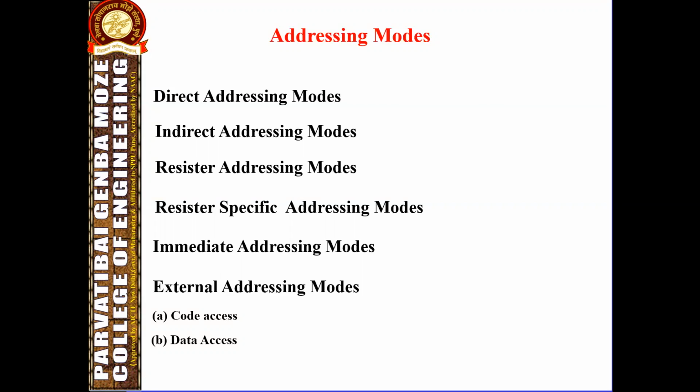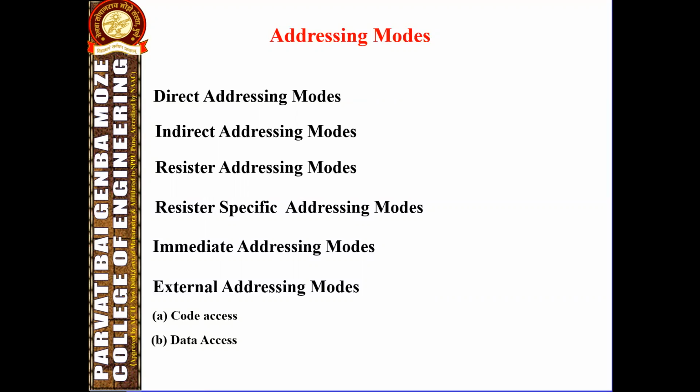So, what is the addressing mode? The CPU can access the data in various ways. The data could be in a register, or it may be in memory, or it may be provided as an immediate value by the programmer. Hence, these are the various ways of accessing the data, and they are called addressing modes.